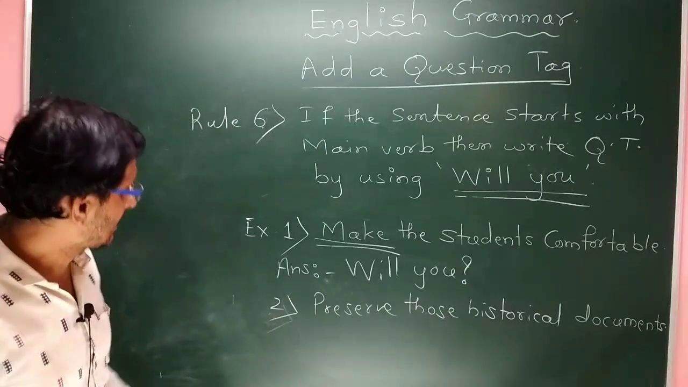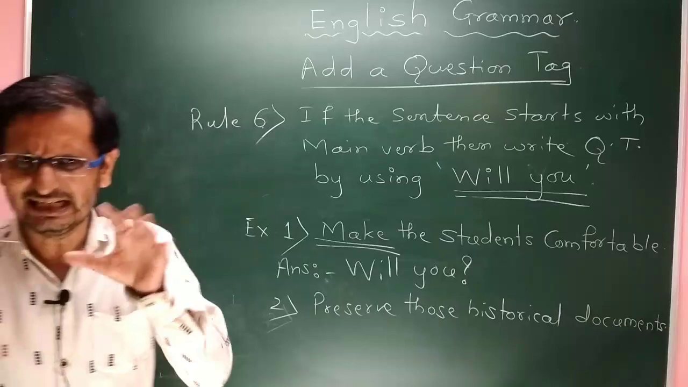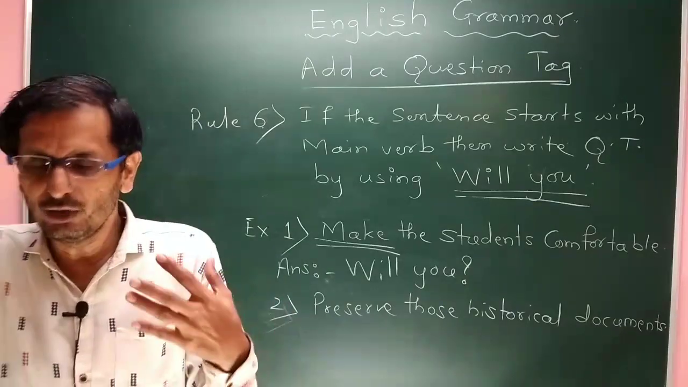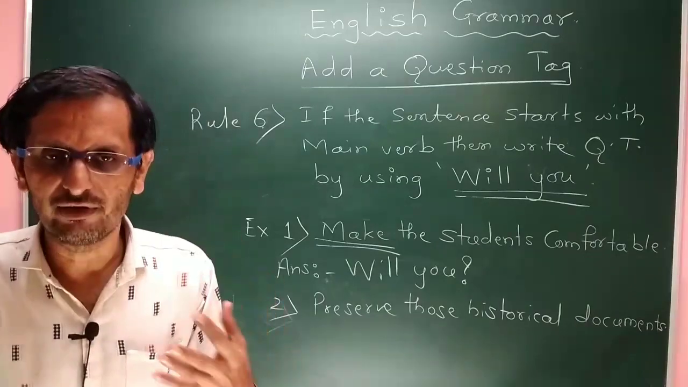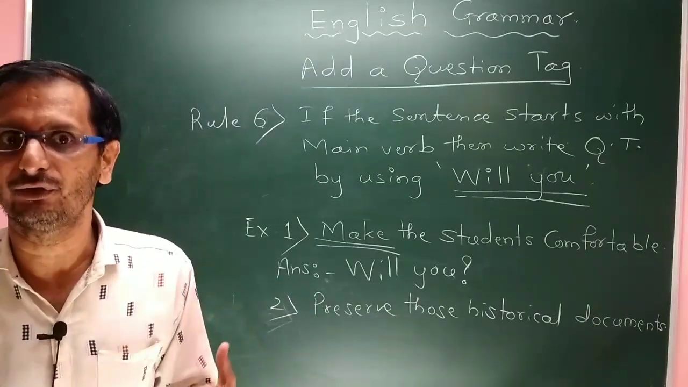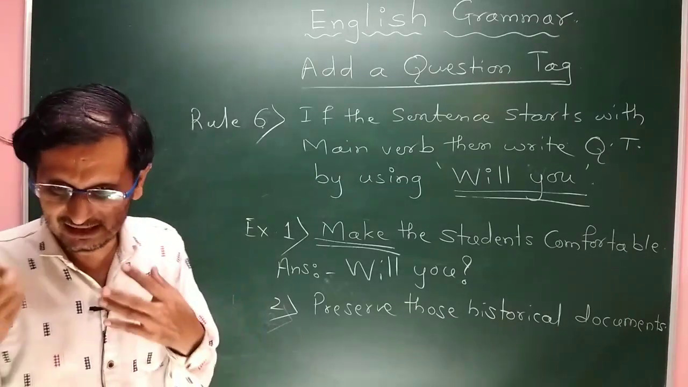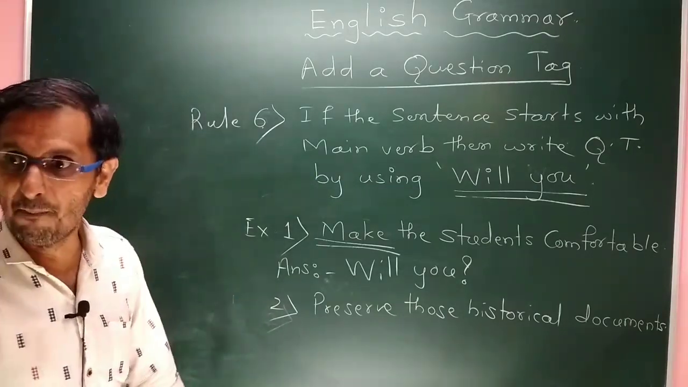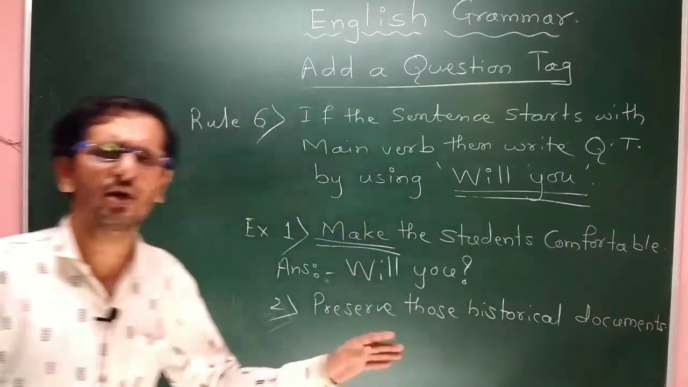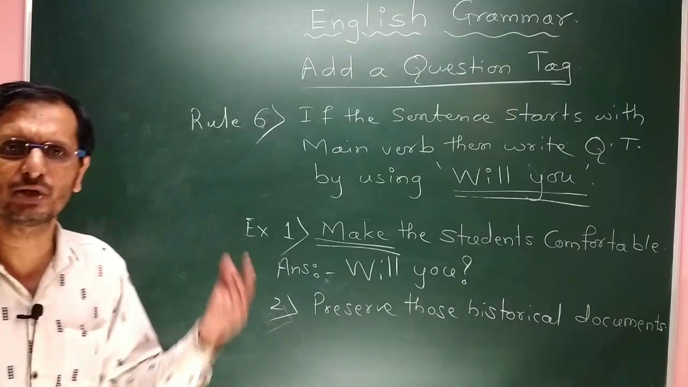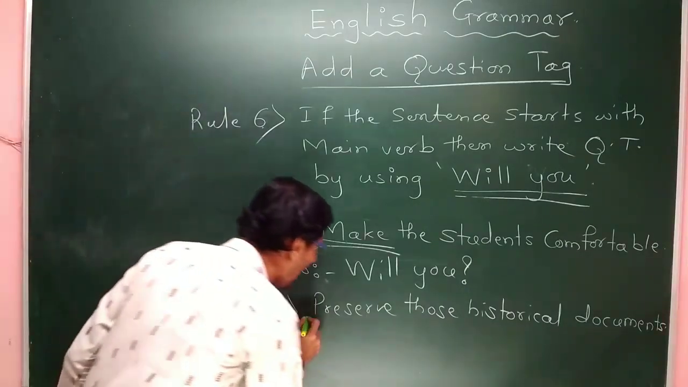Now go to the second example. Preserve those historical documents. These sentences are mostly of the imperative type, or you may call it request or command. They are ordering something or commanding something like that. So: preserve those historical documents. Here also you don't have to look for the helping verb. The main verb is already there at the start of the sentence. That is nothing but "preserve".